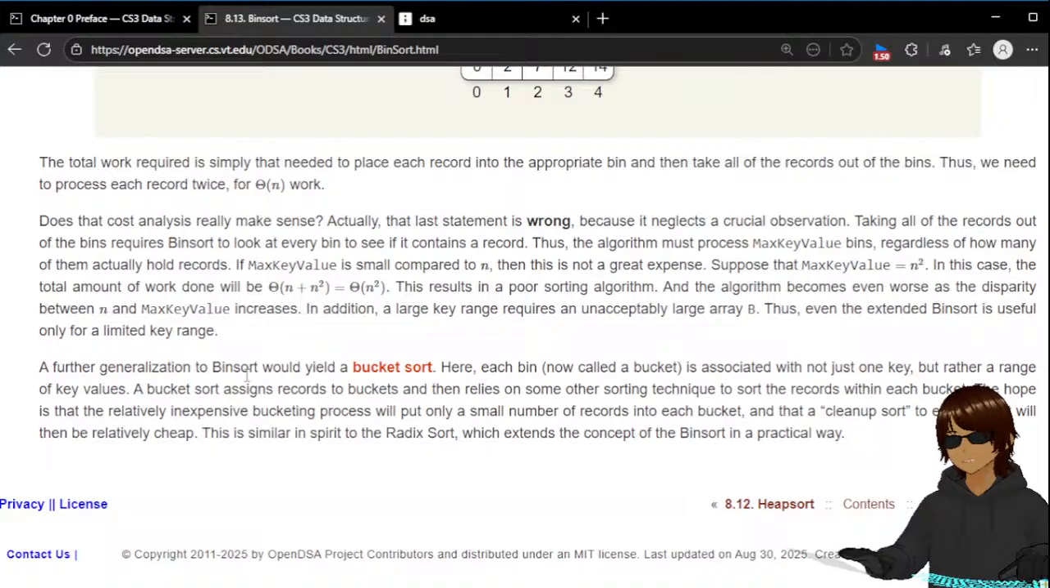Further generalization of bin sort would yield a bucket sort. Here, each bin, now called a bucket, is associated with not just one key but rather a range of key values. A bucket sort assigns records to buckets and then relies on some other sorting technique to sort records within each bucket. The hope is that a relatively inexpensive bucketing process will put only a small number of records into each bucket, so that a cleanup sort applied to each bucket will be relatively cheap. This is similar in spirit to radix sort.